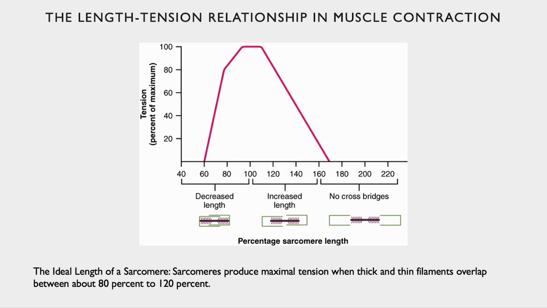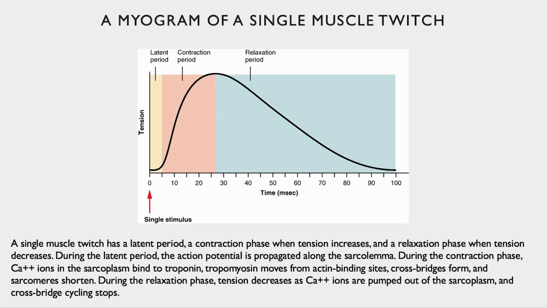So the next topic is the muscle twitch. What is a muscle twitch? It's a synonym of muscle contraction. A single contraction and relaxation is what we call a muscle twitch. Notice this diagram here that is representing time on the x-axis and tension developed on the y-axis.